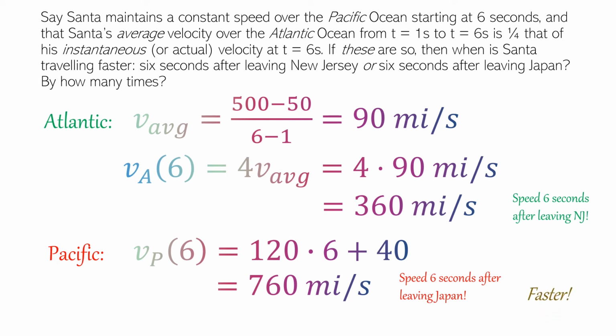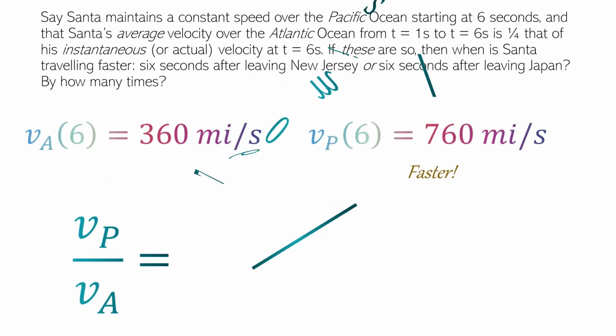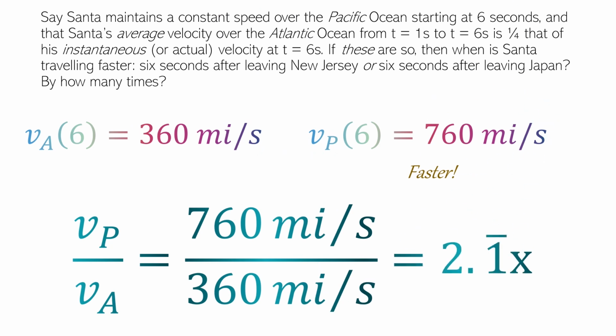Santa is traveling much faster over the Pacific Ocean than he is over the Atlantic Ocean, which means he is traveling faster 6 seconds after leaving Japan than after leaving New Jersey. To find how many times faster this is, we simply use a proportion. 760, or v of P, over v of A, which is 360, is equal to 2.1 times. So therefore, Santa is traveling over twice as fast over the Pacific Ocean as he is over the Atlantic Ocean. But don't worry, he'll still deliver the gifts and eat all of his cookies on time.